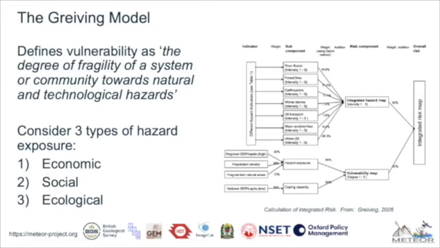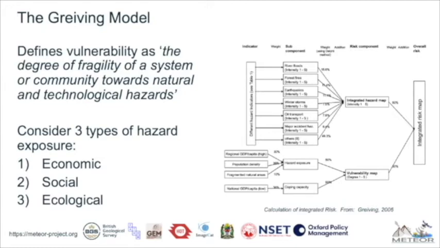Grieving et al. developed an integrated risk assessment for multi-hazards method in which the issue of main concern is risk, which is defined as the product of hazard and vulnerability. Vulnerability in this assessment is defined as the degree of fragility of a system or community towards natural and technological hazards, and is therefore place-specific, integrating hazard, exposure, and the coping capacity of different regions. They consider 3 types of hazard exposure.